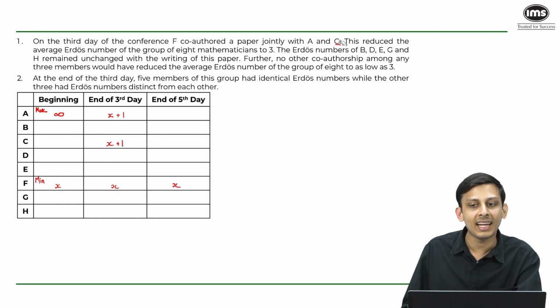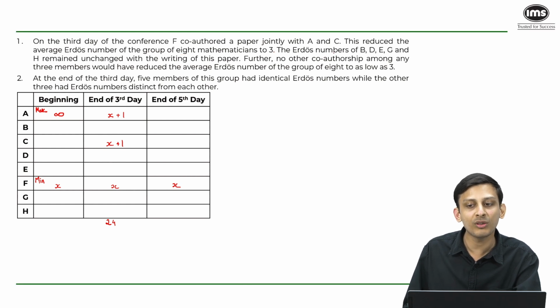Then it has been given that this reduced the average Erdos number of the group of 8 mathematicians to 3 at the end of the third day. So if the average is 3 for 8 mathematicians, the sum will be 8 into 3, which is 24. The sum of the Erdos numbers of the 8 mathematicians at the end of the third day will be 24.